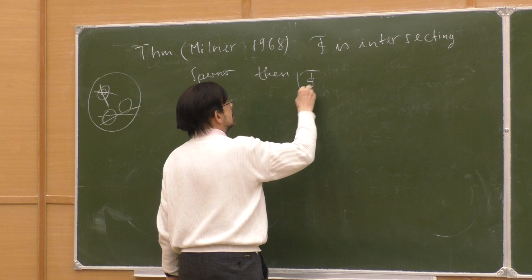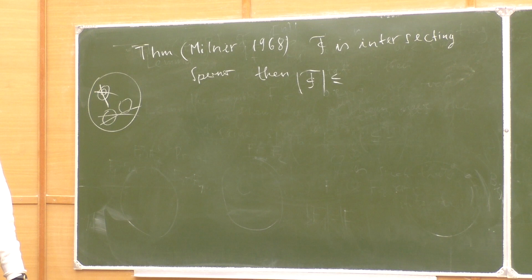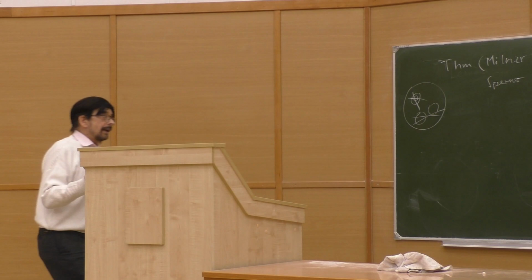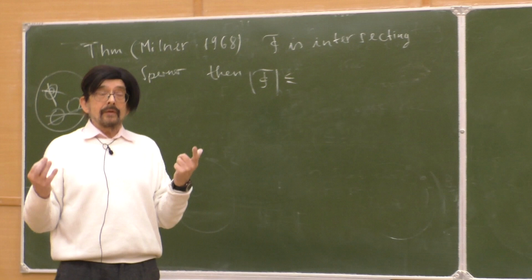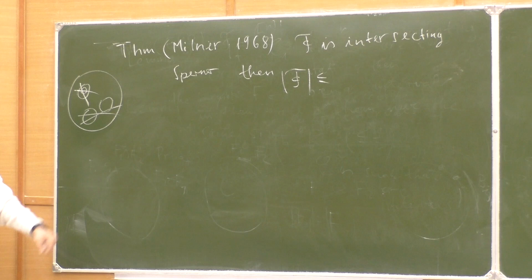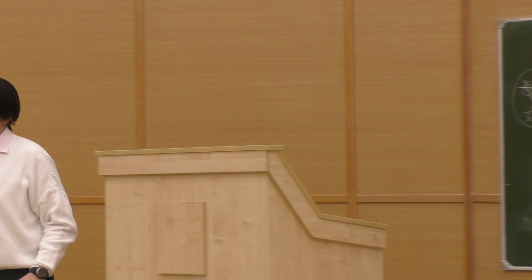Any suggestion? n choose n half: you take all n half element sets, then you will get disjoint ones. But then you don't use all the elements. That will be too small. Yeah, the two cases are there, but you can formulate it in one statement for the even or odd case.